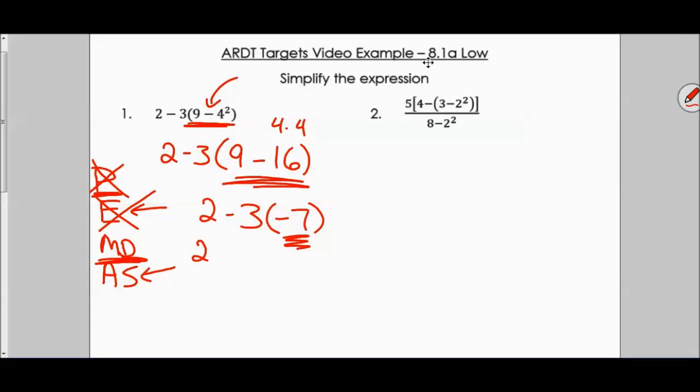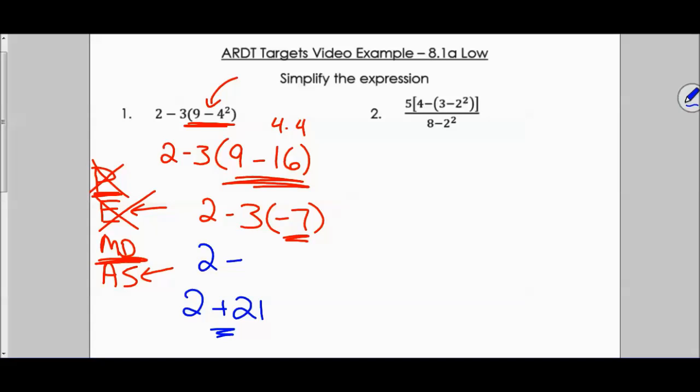So we have 2 minus 3 times negative 7. There's two different ways we can look at this. We can multiply negative 3 and negative 7. That would give us a positive 21. So this negative times a negative changes into a positive. That means this changes into a plus sign. 2 plus 21.